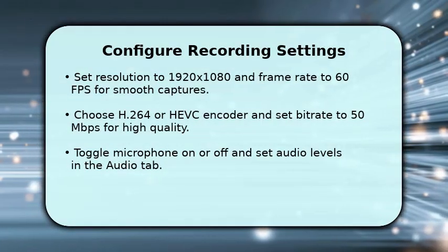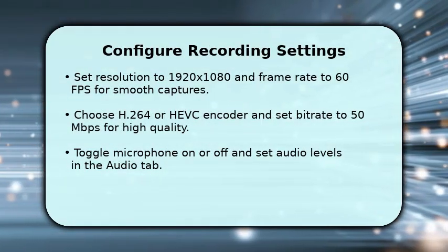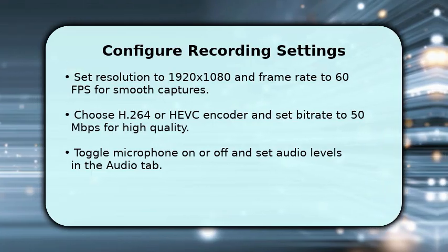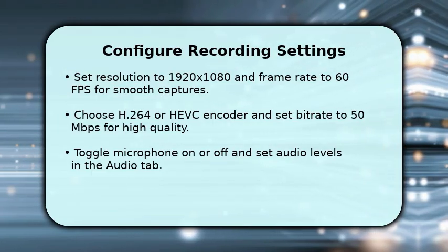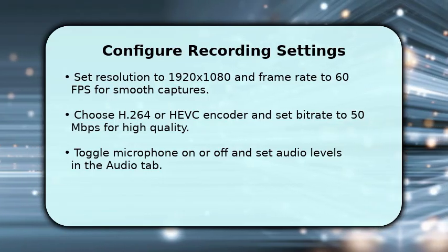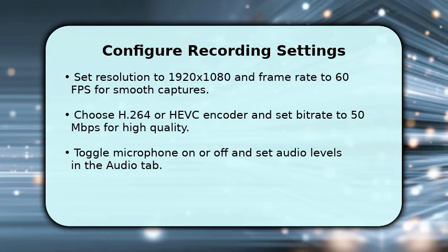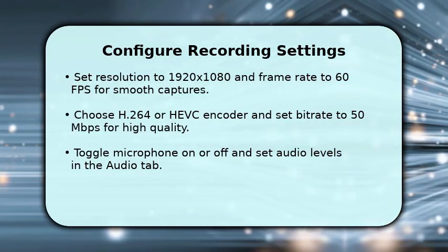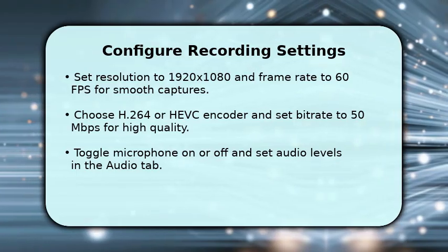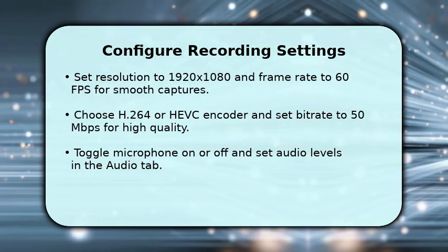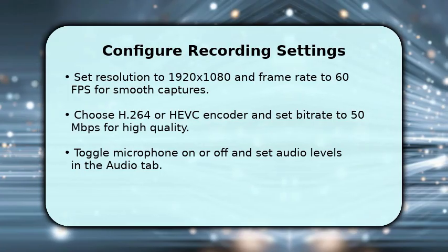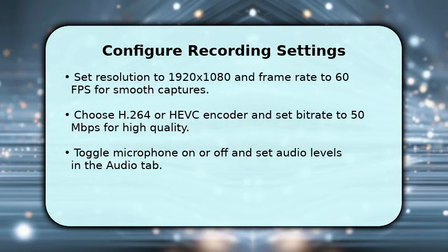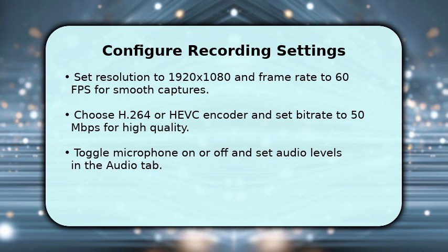Open the overlay and go to Settings, then Recordings to configure quality. Set resolution to 1920x1080 and frame rate to 60 FPS for smooth captures. Choose H.264 or HEVC encoder and set bitrate to 50 Mbps for high-quality recordings. Pick directories and confirm your save location has enough space for long sessions. Toggle microphone on or off and set audio levels in the Audio tab to balance game and voice volume.